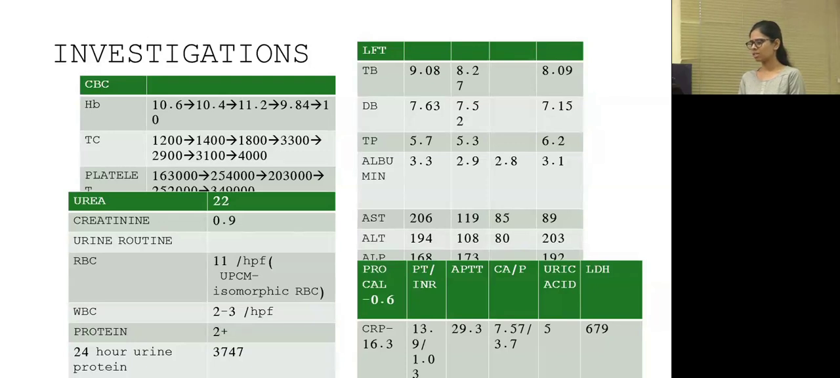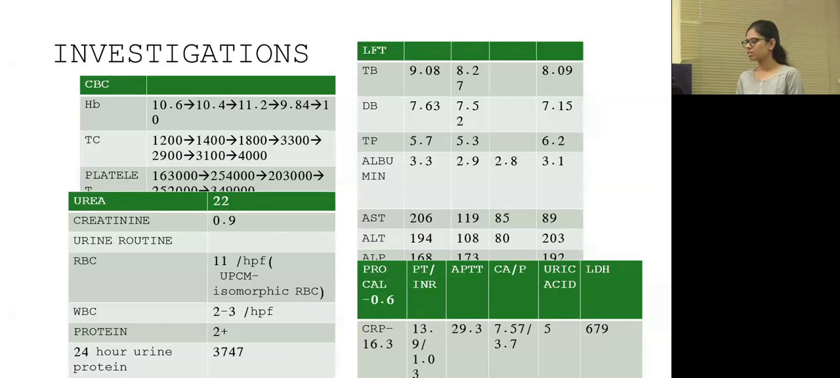Urine routine showed RBCs, microhematuria was present. Urine phase contrast microscopy showed isomorphic RBCs. Protein 2 plus was noted, so we quantified the 24-hour urine protein, which came up to be nephrotic range proteinuria. And LFT showed a hypoalbuminemia with transaminase elevation, and an ALP elevation as well.